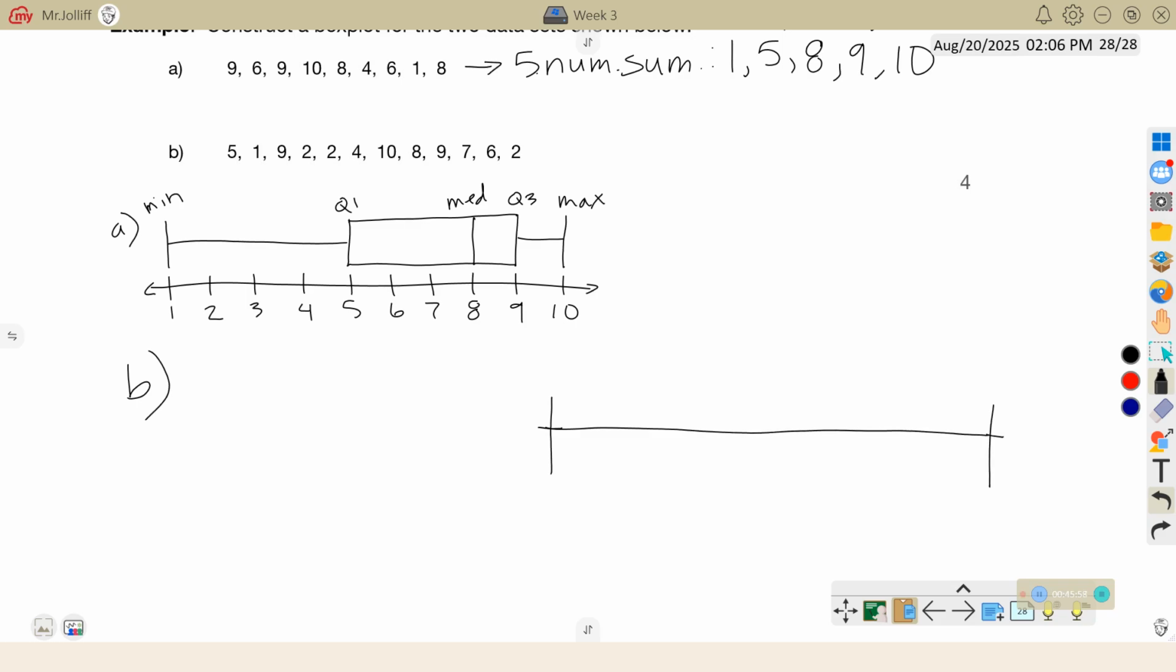Okay, are you first? Are you doing this one first? A or B? I mean, yeah, B. B. Yeah, these numbers.